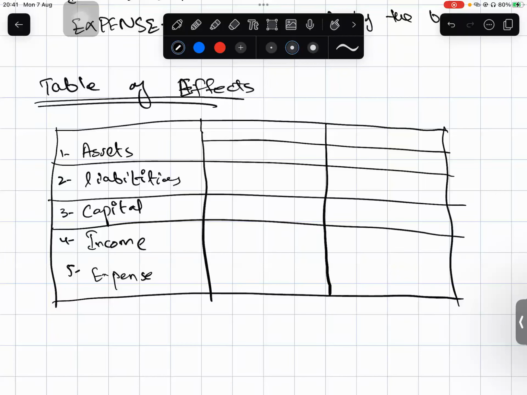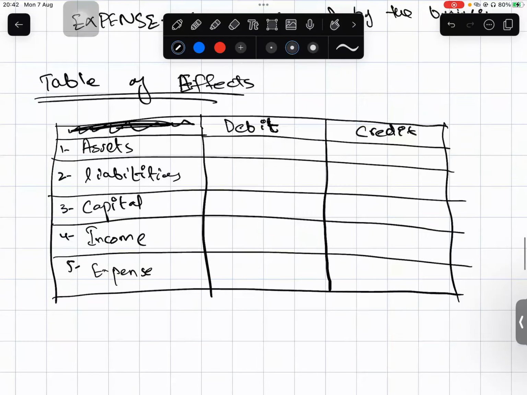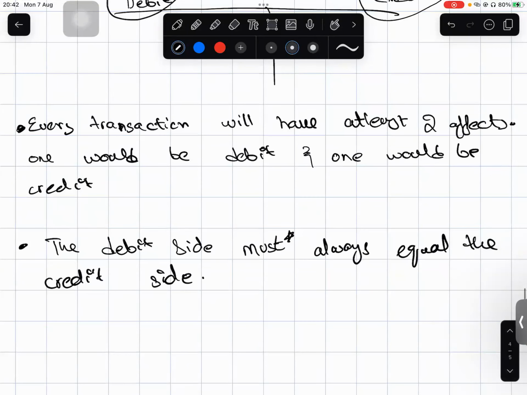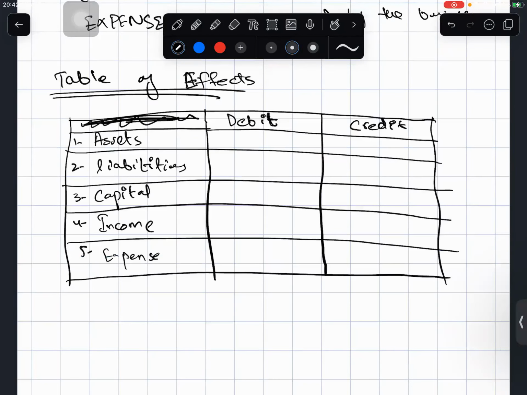Let's create a rough table. And the effects we talked about, there can be 2 effects a transaction can have. It can either have a debit effect or it can have a credit effect, right? We've talked about these 2 effects, the double entry system. Now, this was the rule of thumb, right? The debit side must always equal the credit side. If you remember this table, your life is going to be so much easier.